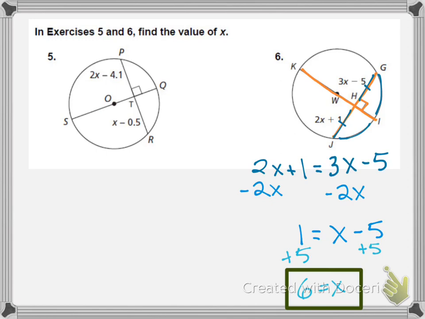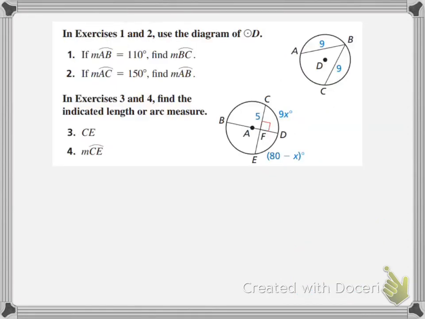And then the last section. So number 1, it says if the measure of arc AB is 110 degrees, find the measure of arc BC. So each of these arcs are made up by chords. Because the chords are congruent, they're both 9 and 9, that means the arcs will also be congruent. So because AB is 110, that means BC will also be 110 degrees.